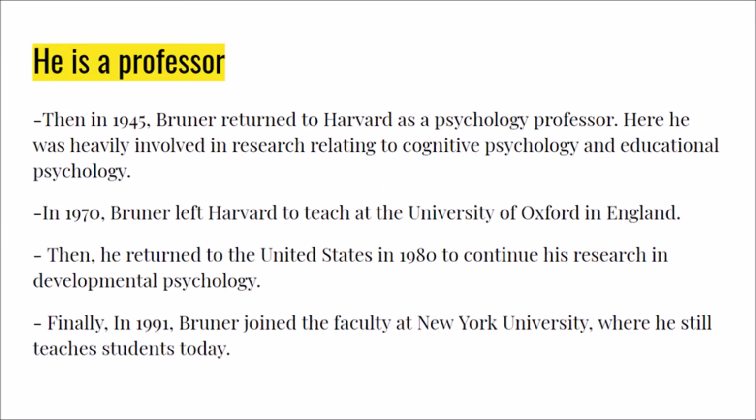We have to know that Bruner is also a professor. In 1945, Bruner returned to Harvard as a psychology professor. Here, he was heavily involved in research relating to cognitive psychology and educational psychology. Then, in 1970, Bruner left Harvard to teach at the University of Oxford in England. Ten years later, in 1980, he returned to the United States to continue his research in developmental psychology, and finally, in 1991, Bruner joined the faculty at New York University, where he still teaches students today.